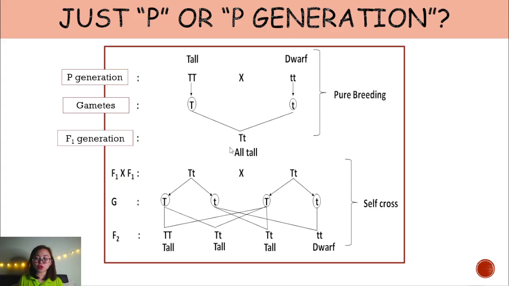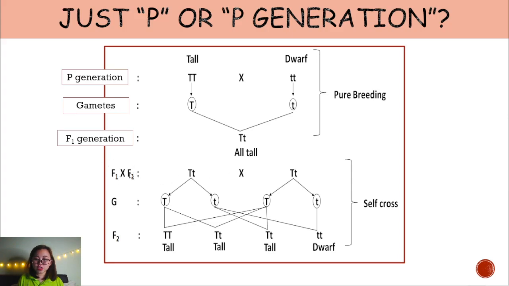Kasih gabung, kasih cross dia, untuk hasilkan F1 generation. Or sometimes it is written as F1 progeny. It just means generasi pertama. And you write here big T small t, sebab sini big T small t, and you produce all tall phenotypes.